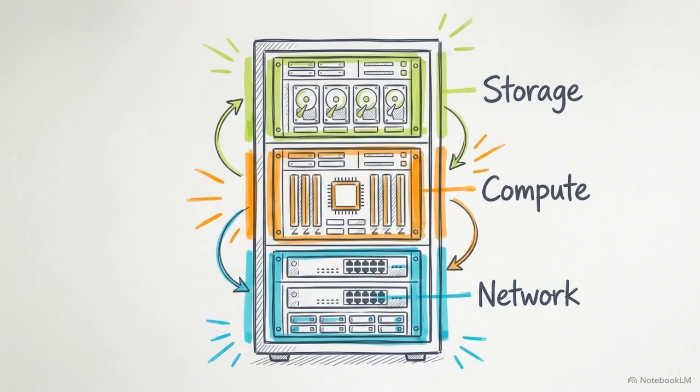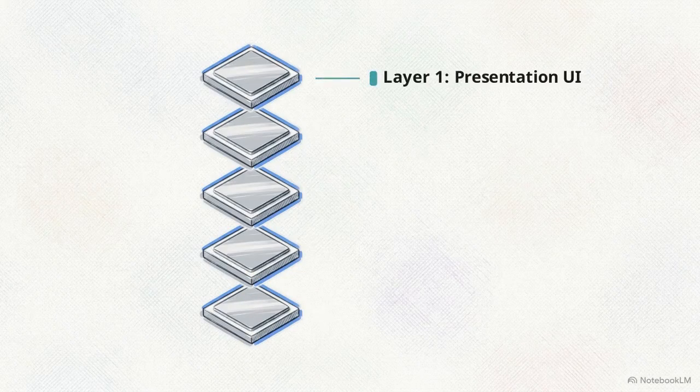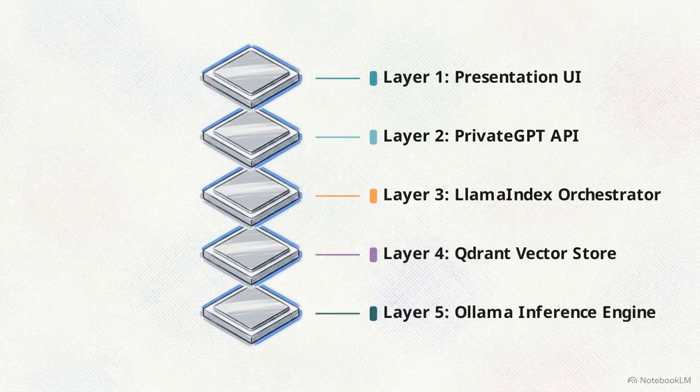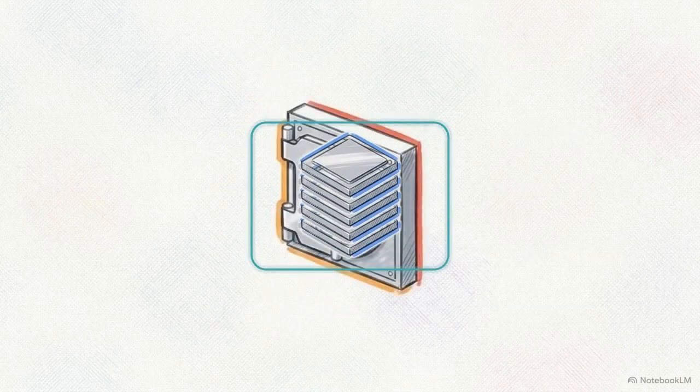Privacy in a local system depends on modularity. By splitting the AI stack into distinct functional layers, you create checkpoints that can audit, filter, and restrict the flow of data before it ever reaches the core model. This stack consists of the presentation UI, the PrivateGPT API, the Llama Index Orchestrator, the Qdrant Vector Store, and the Ollama Inference Engine. This structural isolation lets you govern the data environment securely, keeping every byte within your physical perimeter.